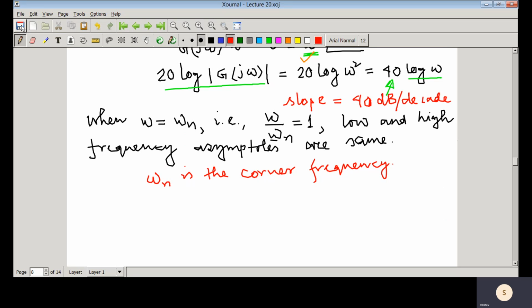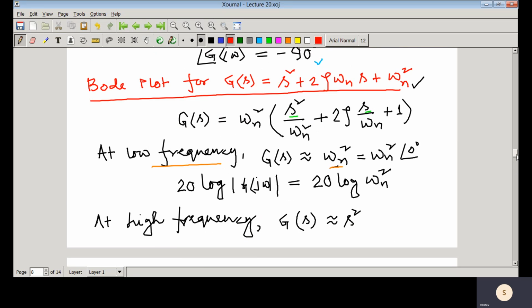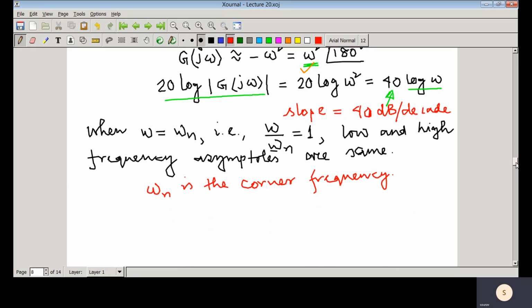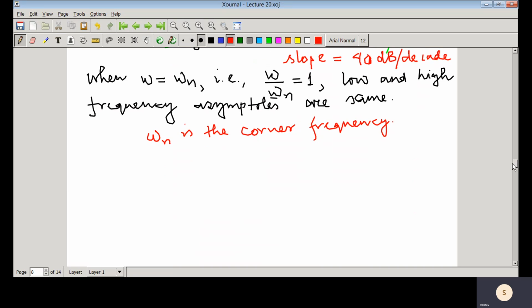We can also represent this particular second order factor in normalized and scaling form. So let us see how we can represent it in normalized form.